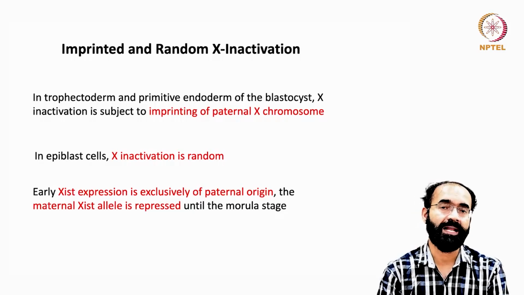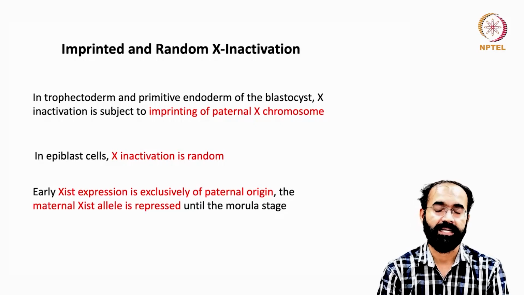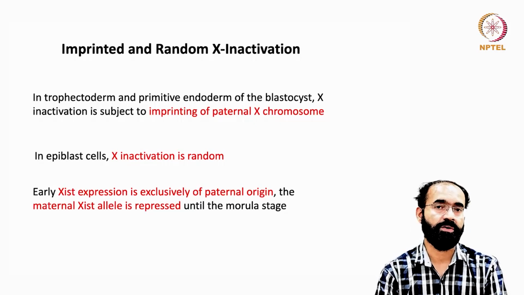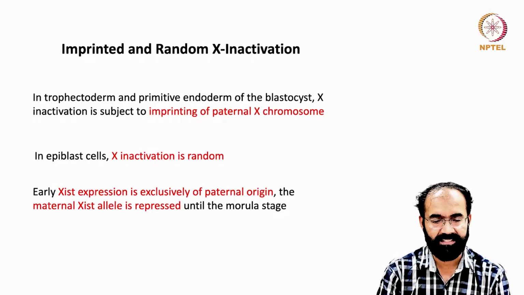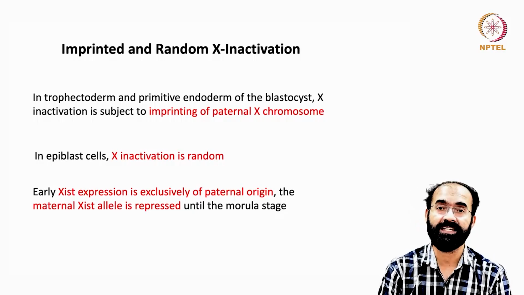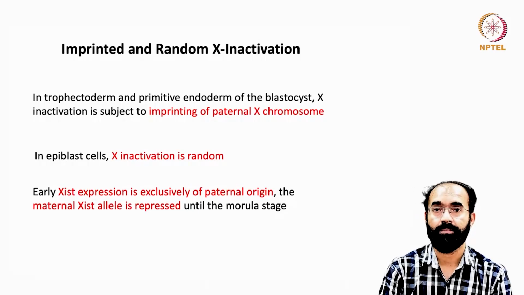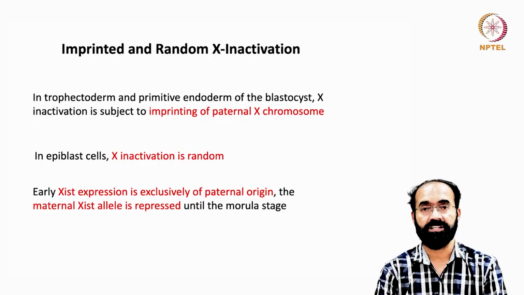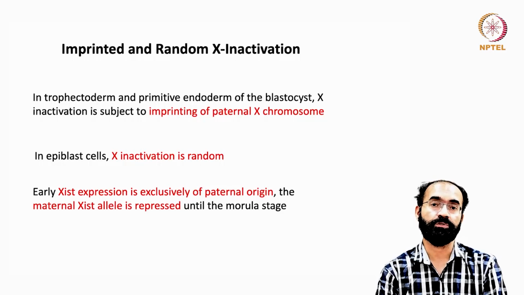Many times this monoallelic gene expression pattern is called imprinted, like what you are seeing here in the case of the X chromosome. Until the extra-embryonic layers, the paternal copy expresses the Xist, hence it is made inactive. Whereas the maternal copy of Xist is not allowed to express until the morula stage. Once it crosses the morula stage, the epiblast structure will have a randomization. That means the maternal one also will start expressing.